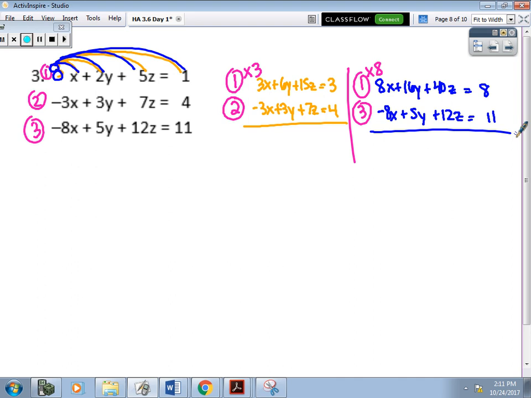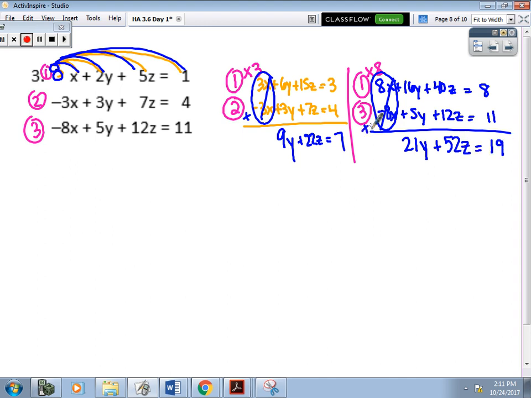All right, so we're going to add down. 3 plus a negative 3 is 0. 6 plus 3 is 9. 15 plus 7 will get me 22z. 3 plus 4 is 7. And you'll see I put a slash through my z so it doesn't look like a 2. Do the same thing over here. 16 plus 5 is 21y plus 52z equals 19. I'll wait until everyone gets caught up.